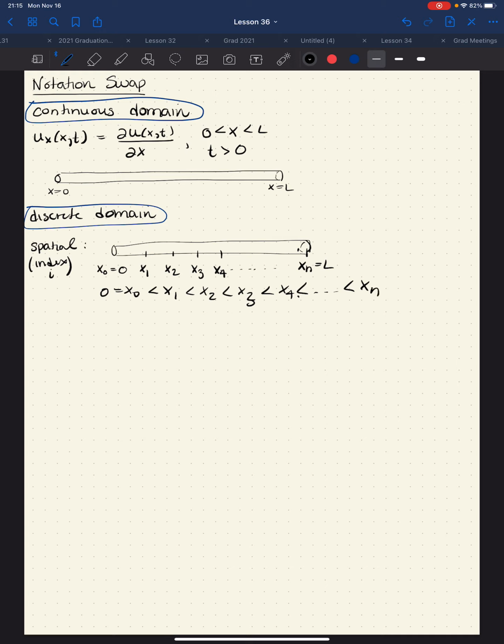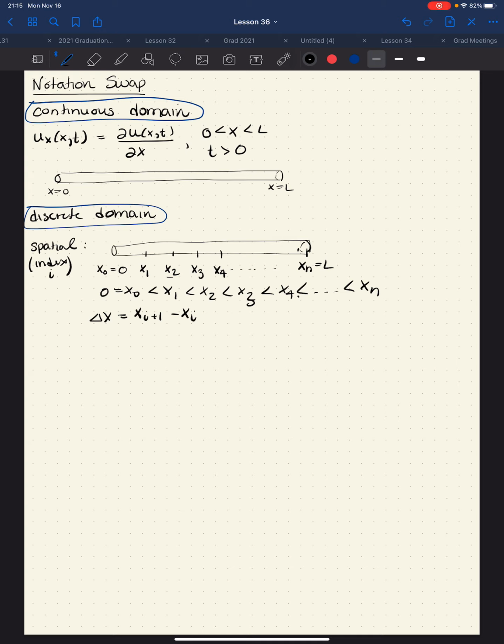That's how this works. And so delta x is equal to, in this index notation, remember, for example, x sub 2 minus x sub 1 would give me delta x. x sub 3 minus x sub 2 would give me delta x. So let's just pretend that I'm hanging out on x_2. It would just be x_(i+1) minus x_i. So that's really all there is to it.